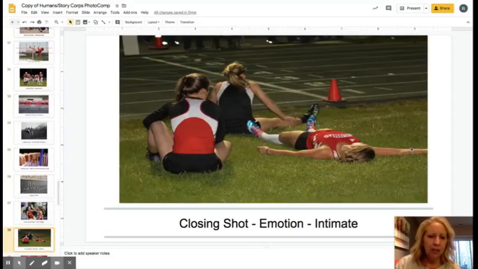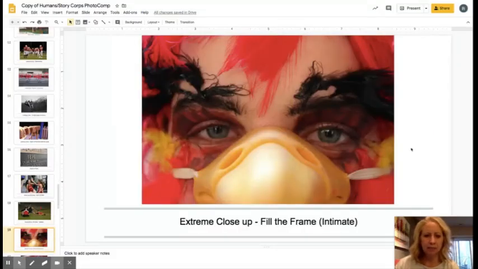This could indicate a closing shot, the end of a race, the end of a long meet. It's intimate because it creates a feeling or emotion, and obviously taken from the back, and you can tell kind of by the lighting that it indicates maybe the end of the night.